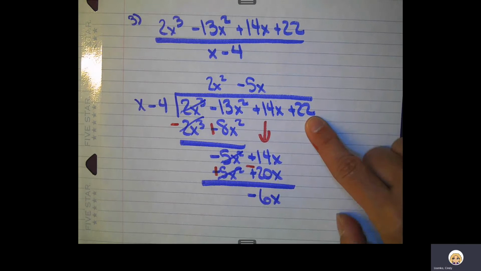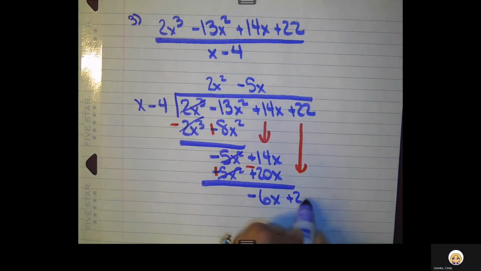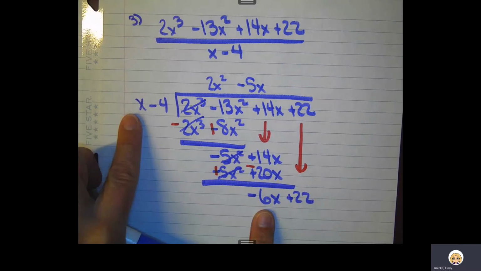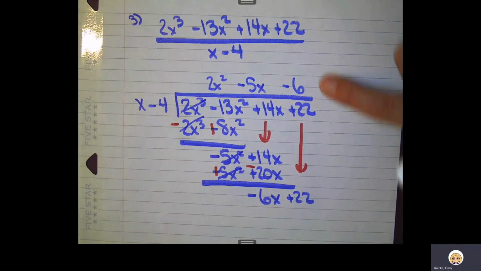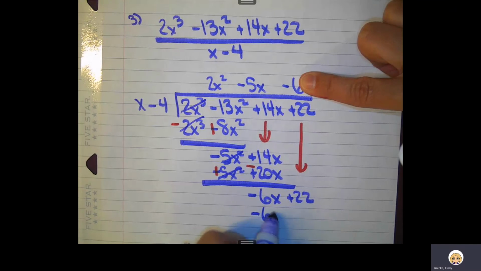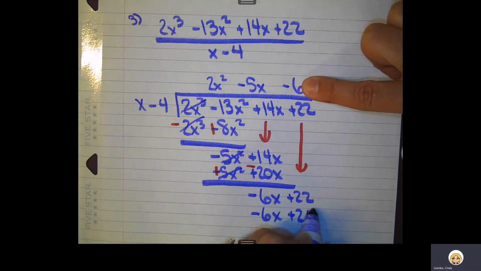I still have a term left, so I need to bring that down. So now I'm bringing down plus 22. I compare the first two terms. X times what gives us negative 6x? That would be negative 6, so I put negative 6 at the top. Let's multiply by negative 6. Negative 6 times x is negative 6x. They match. Negative 6 times negative 4 is a positive 24.